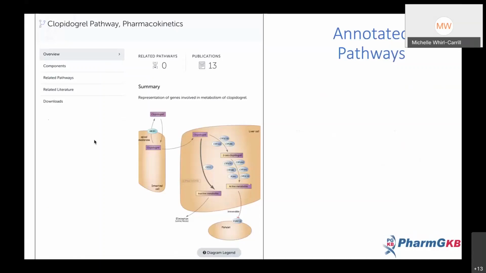Okay, moving on from labels. We create pathways on PharmGKB based on the literature that we curate. So we make those variant annotations and clinical annotations I showed you, but we also try to build pharmacokinetic and pharmacodynamic pathways for drugs based on that information as well. So we make a pictorial representation of what's going on with the metabolism or mechanism of action for a particular drug. This is just a screenshot of a pathway for clopidogrel, a PK pathway.